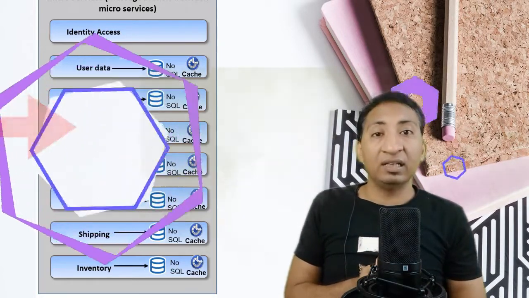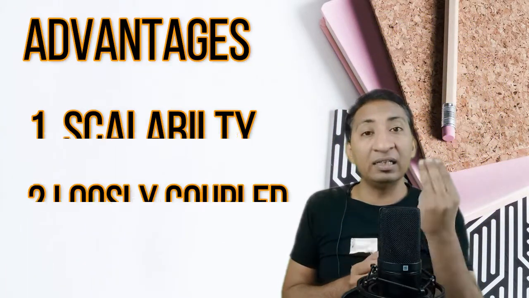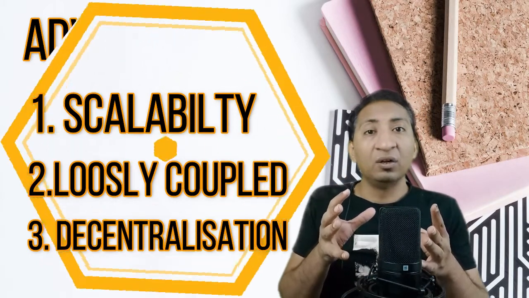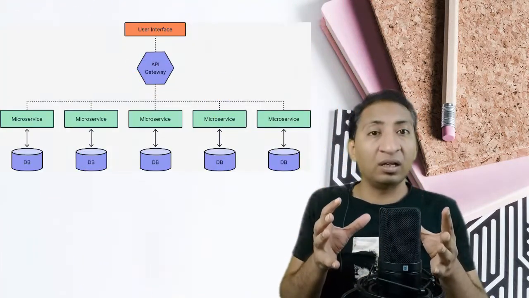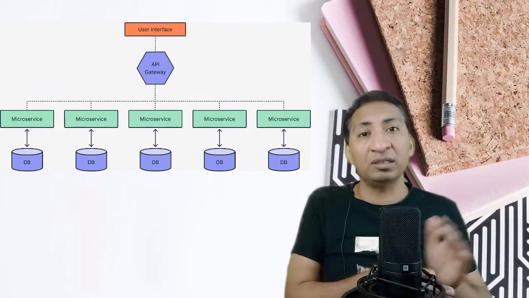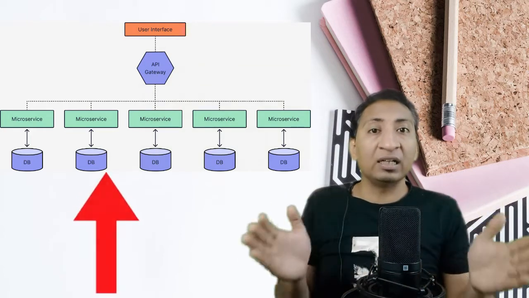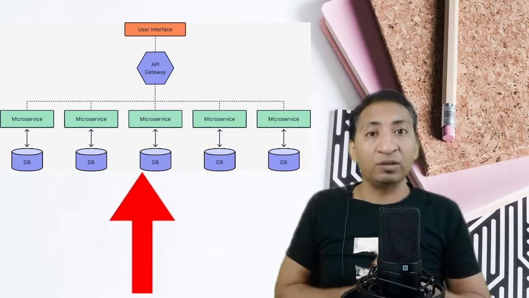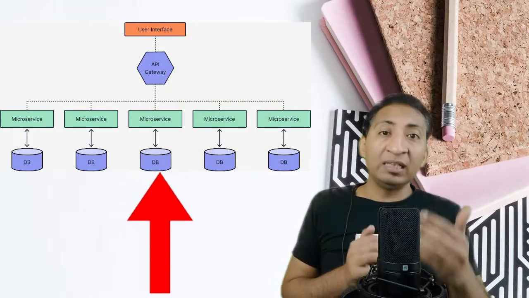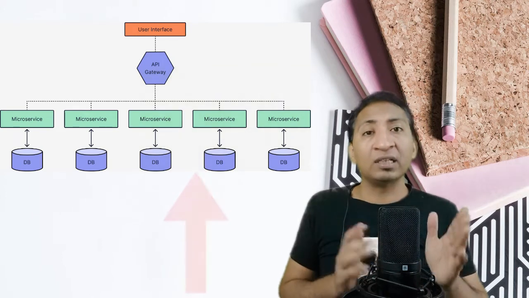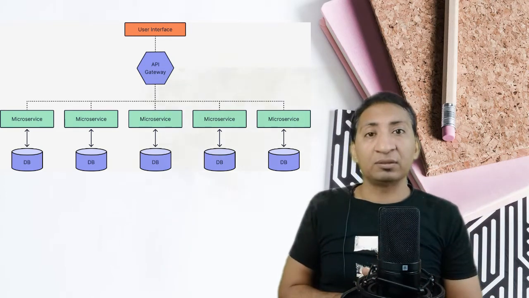The third advantage is decentralization. Decentralization of data means that in this microservice architecture, all the microservices have a separate database, or you can say a decentralized database. We don't have a centralized database for all the microservices. So decentralized data has better performance than a centralized database.